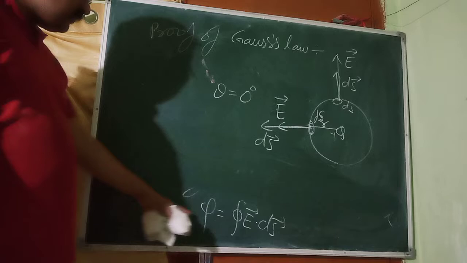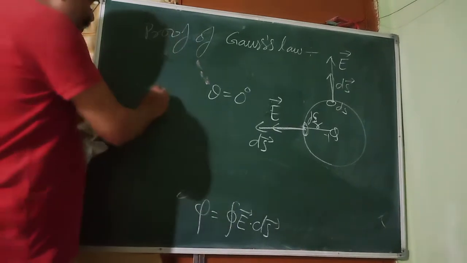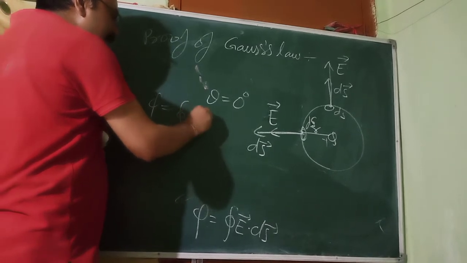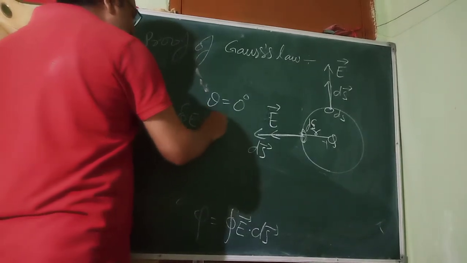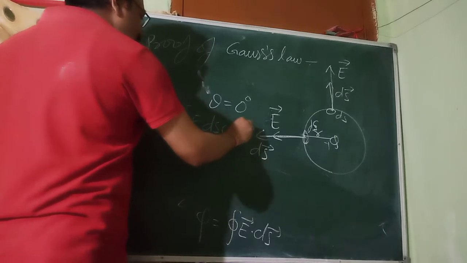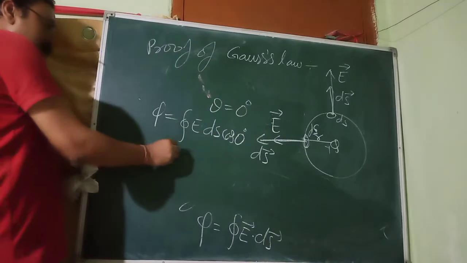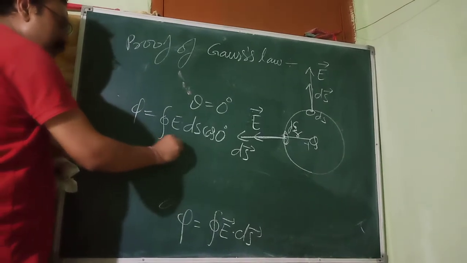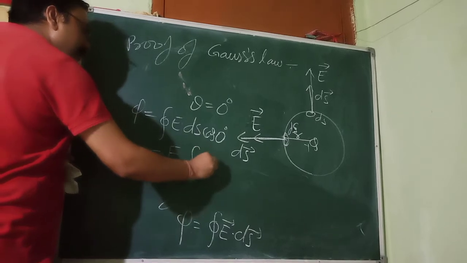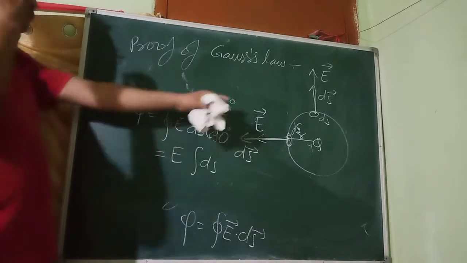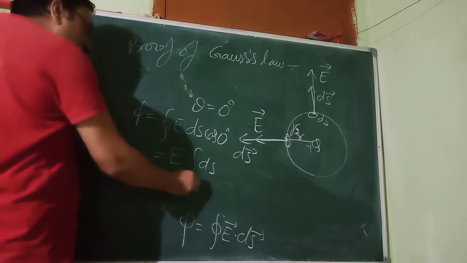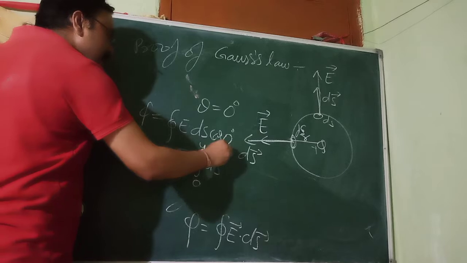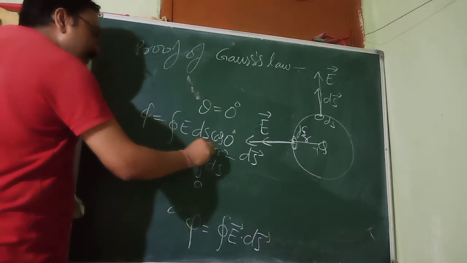When theta is 0 degree, what do we get from here? We can write phi is equal to the closed loop integration of E ds cos 0. That's what we get. Now, cos 0 is 1, so E ds is there. So E we can take out, integration of ds throughout the surface. This is which type of surface? Sphere. What is the total area of the sphere? It is 4 pi r square.